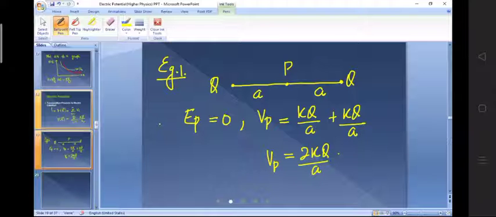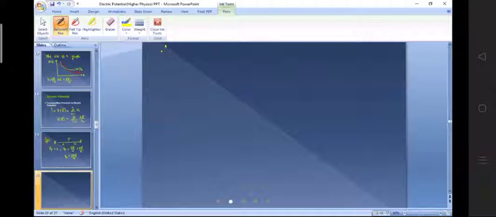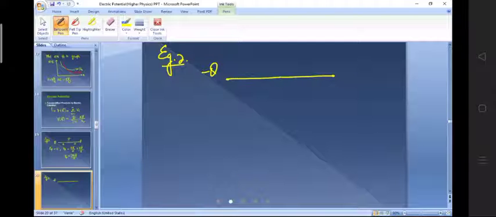Okay, done. Example number 2 is like this. Suppose that here we have 2 point charges like this. For example, this one is minus Q and this one is plus Q, and this here is point P. This is just the warm up of the electrostatic potential problems.